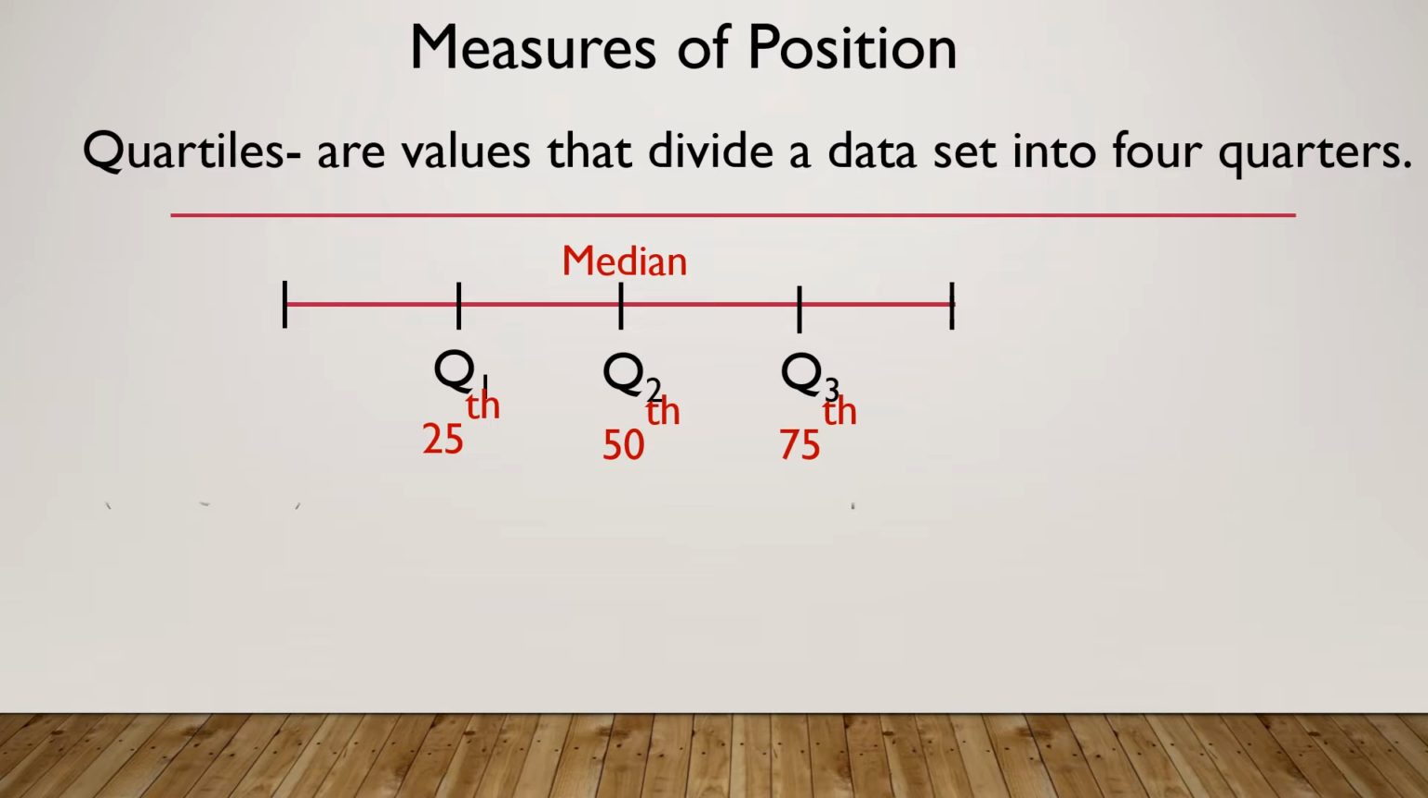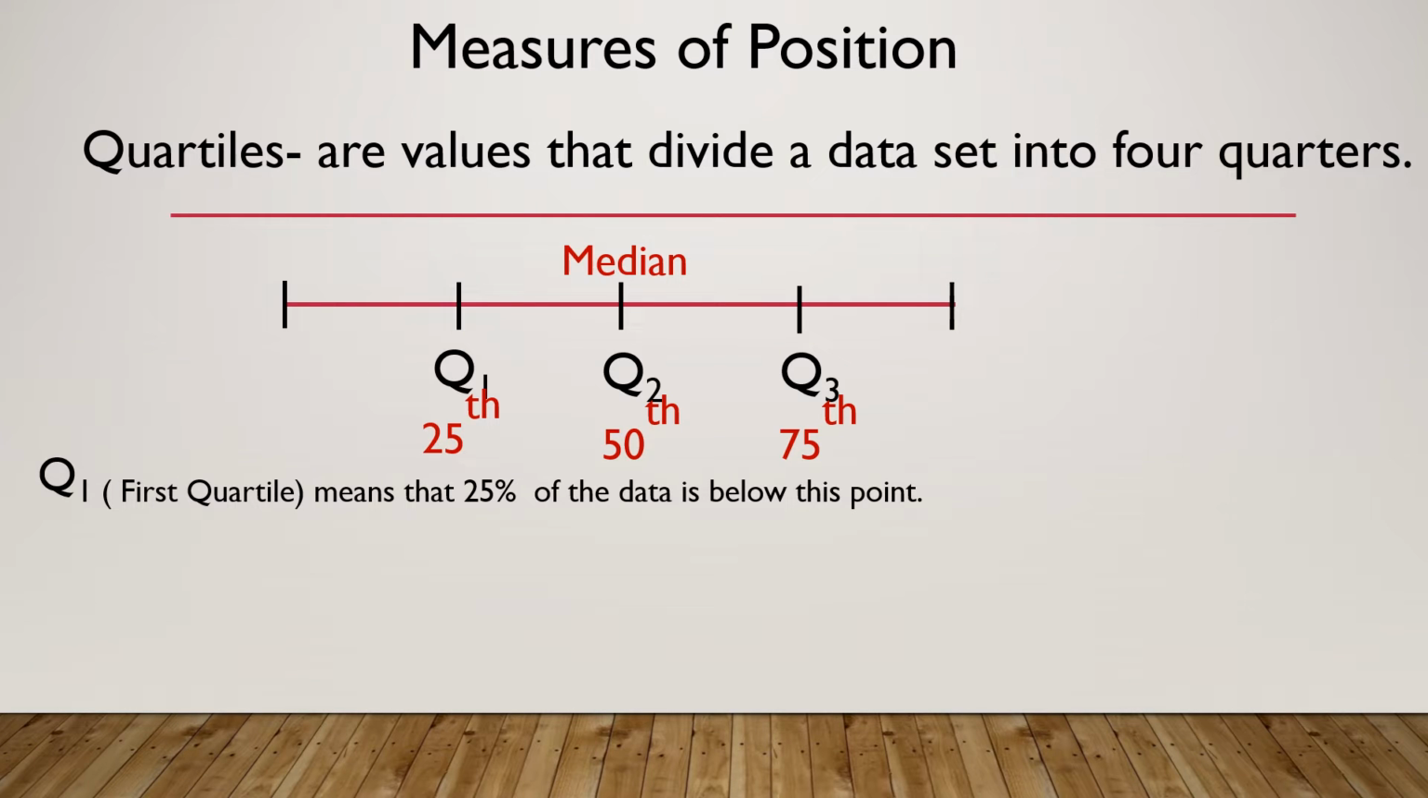So when we say first quartile, it means that 25% of the data is below this point. If this is the first quartile, it means that 25% of the data is below this point. And the other set of data is above this point, which is 75%. That's the other way around of explaining that.